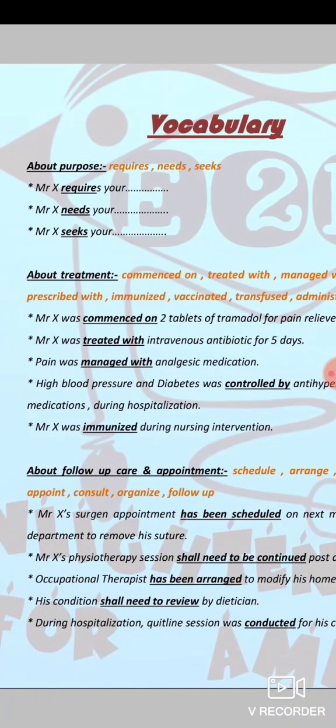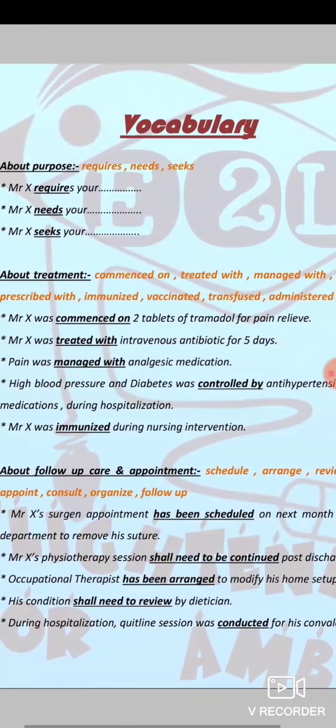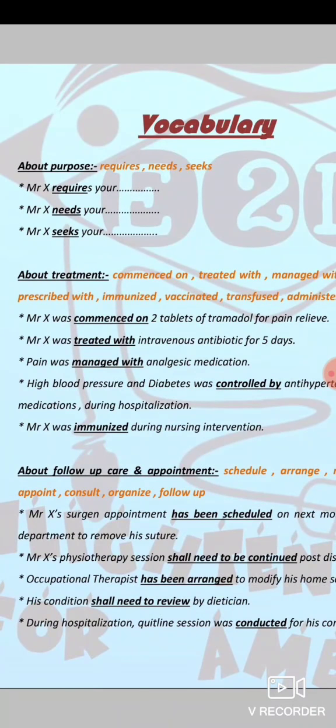We'll start with commenced on. Everyone commonly uses this word. Commenced on means something we have started and is going on. If you write that the patient was commenced on something, it means you started it previously and it continued till yesterday and this morning, but it is not yet certain about the future. So you can continue the sentence as well. Example: Mr. X was commenced on 2 tablets of tramadol for pain relief, which needs to be continued post discharge. So that will be your sentence.